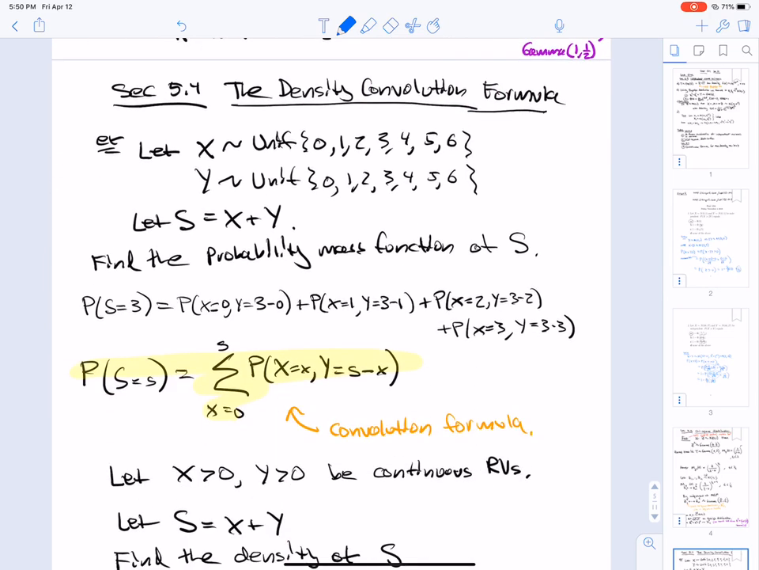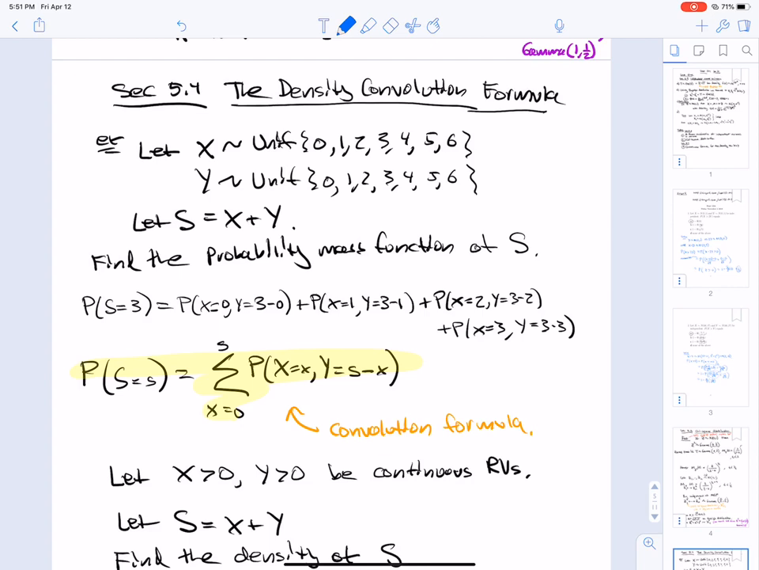Finally, we did the density convolution formula. So we'll start with the discrete case. Let's say that X and Y are non-negative random variables. So we have uniform, say 0, 1, 2, 3, 4, 5, 6, X and Y, and let S be the sum. So we want to find the probability mass function for S.